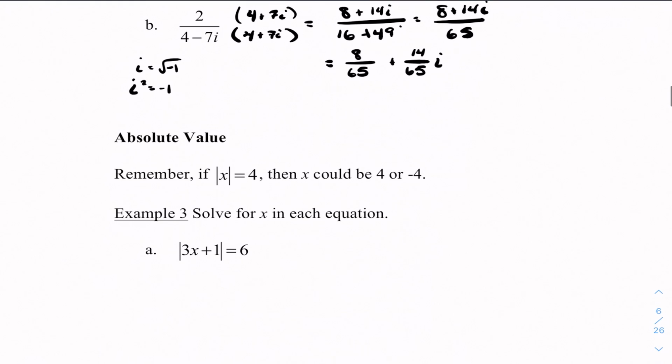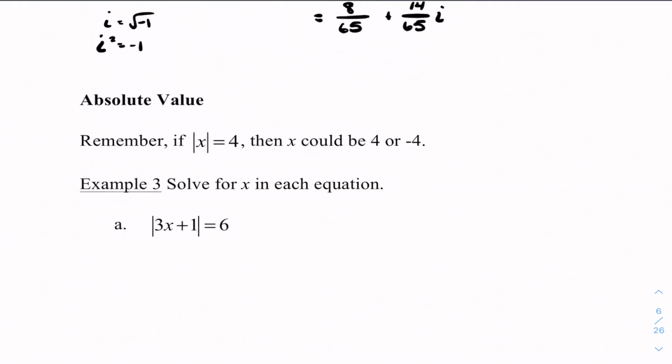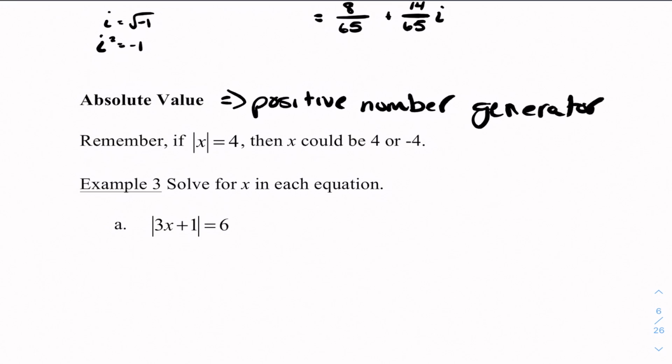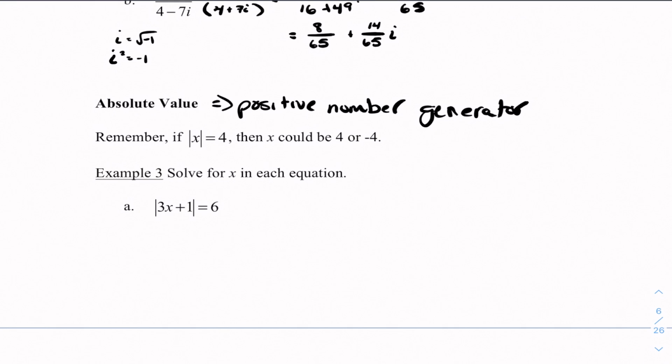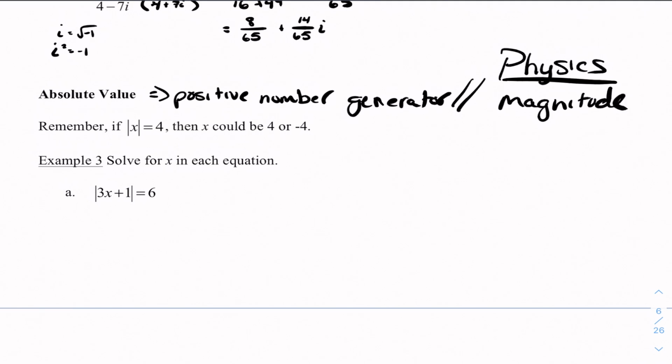Next up, absolute value. Another fun concept that people don't really like to deal with because they don't quite understand it. Obviously you remember that an absolute value is a positive number generator. But that doesn't do us a whole lot of good if we don't know what to actually do, especially with a variable. Another way to think about absolute value, if you go to physics, they use this same symbol to talk about the magnitude. And the magnitude is really talking about the distance from the origin.